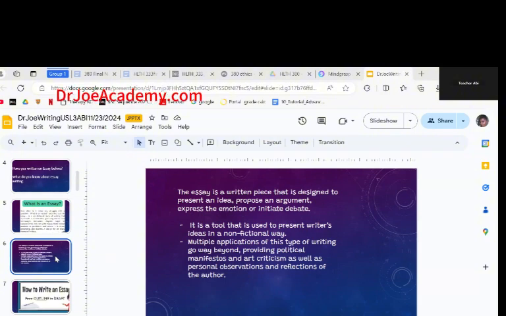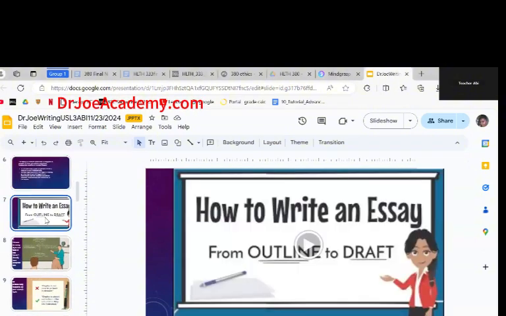It's basically just a written piece that presents an idea or tells you about something, whether it's expressing an emotion through descriptive writing, narrative writing, or initiating debate, like you said, persuasive or argumentative. There are different types of essays that we're going to be learning, but right now we're first going to learn how to make an outline of an essay as a whole. An essay starts off with an introduction, has 3 body paragraphs typically, and then a conclusion paragraph.